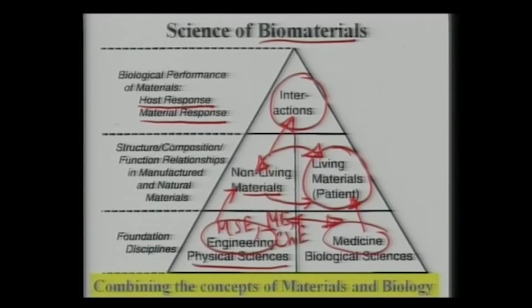Now when the materials are developed by the material science people or mechanical engineers, certain aspects need to be understood properly, that is the structure, composition, function relationship. As I told you earlier, the structure-property relationship in manufactured and natural materials is important.